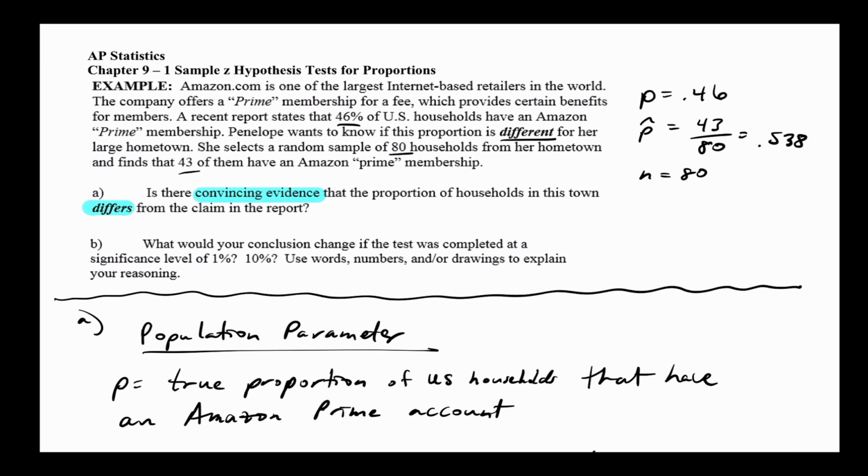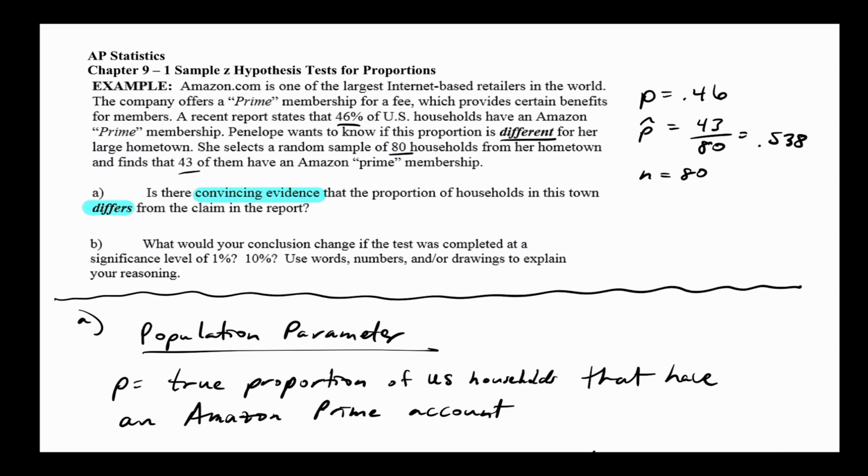So Amazon.com is one of the largest internet-based retailers in the world. The company offers Prime membership for a fee. A recent report states that 46% of US households have a Prime account or Prime membership. Penelope wants to know if this proportion is different for her hometown, her large hometown. So it's like Fresno.